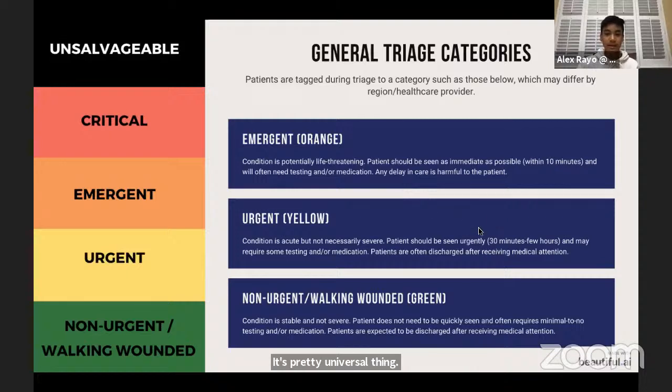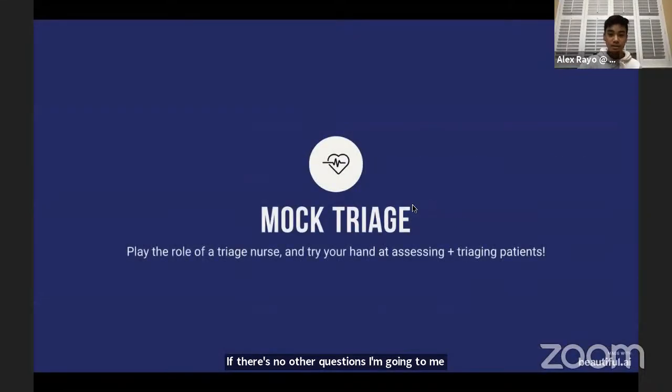If there are no other questions, I'm going to move on. So now we're going to go into the mock triage part of this workshop. You're going to play the role of the triage nurse, who is the first person to see patients and actually does the sorting and the tagging of the patients. You can try your hand at assessing and triaging these fictional people. We're going to give you a scenario, and it's your job to figure out which color or category they should be put in. Feel free to put that in the chat, and then we'll see what the correct answer is after.